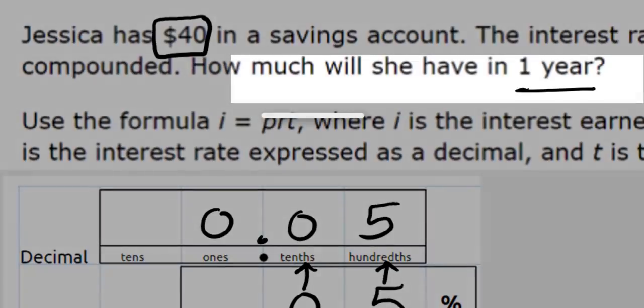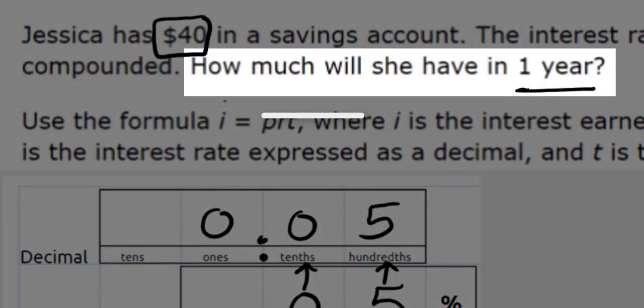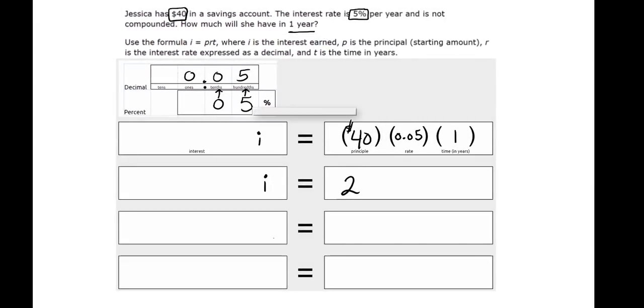It says, though, how much will she have in 1 year? So we've got to be careful with that. We want the total. Total is going to be equal to our interest plus what our principal was. So our interest was $2, our principal was $40, and so we're going to end up with a total equaling $42. First one done.